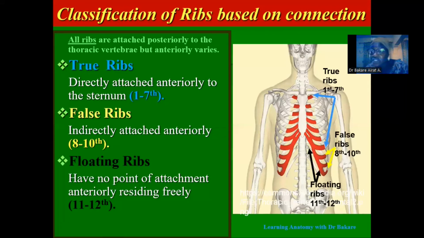You can either classify them based on what they look like, whether they are typical or atypical, depending on whether they have a general configuration that is seen in other ribs, or they have distinct features that make them different from the typical ribs, or you can classify them based on their point of attachment. And this could either be whether they are directly connected to the sternum, indirectly connected with it, or are not connected with it at all.